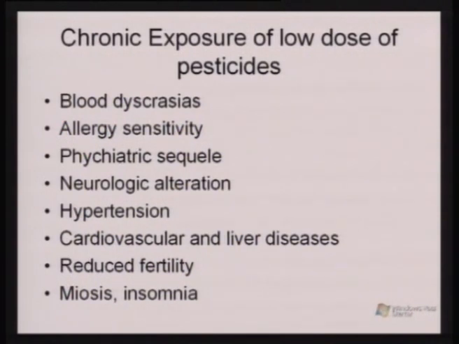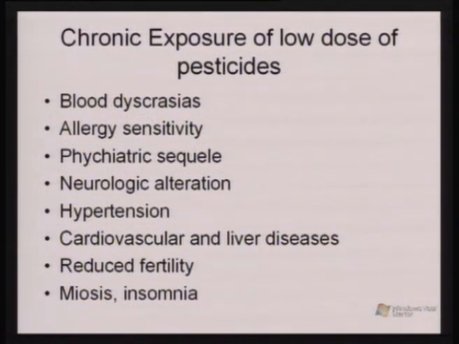These are some examples of chronic exposure to low doses of pesticides. I am not talking about very high doses of pesticides or accidental doses. This is a low and continuous dose of pesticides. It can create blood dyscrasias, allergy sensitivity, psychiatric problems, neurologic alterations. It can create problems of hypertension, cardiovascular and liver diseases.